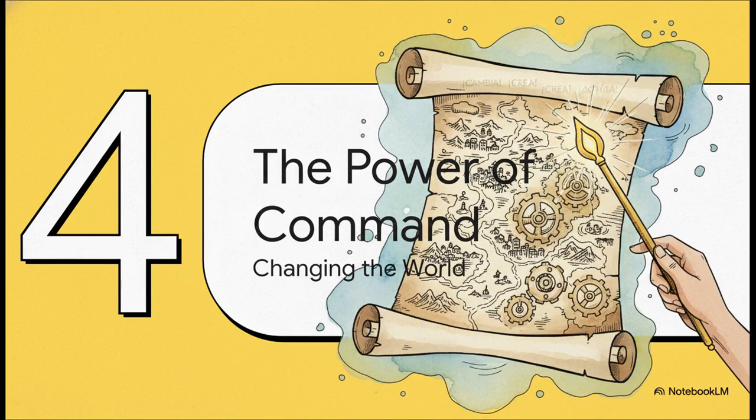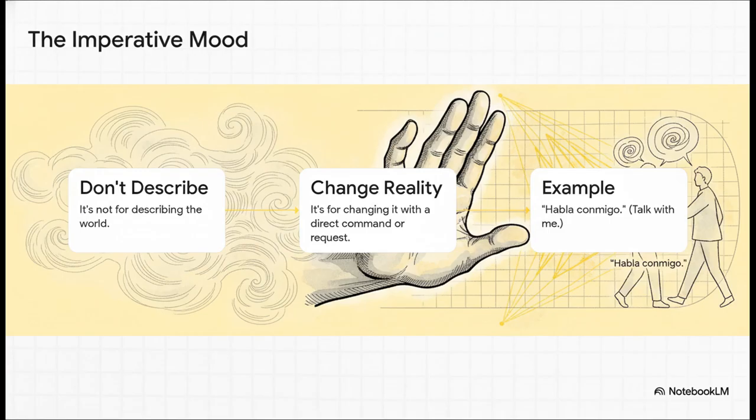Okay, so we've explored the maps of reality, of memory, and of emotion. But there is one final piece to this puzzle. What if you don't just want to describe the world? What if you want to change it? Well, this is the imperative mood. It's the most direct tool you have. It's not a statement of fact or a whisper of a wish. It's a command. Habla conmigo. Talk with me. It's a direct attempt to alter reality just with your words.